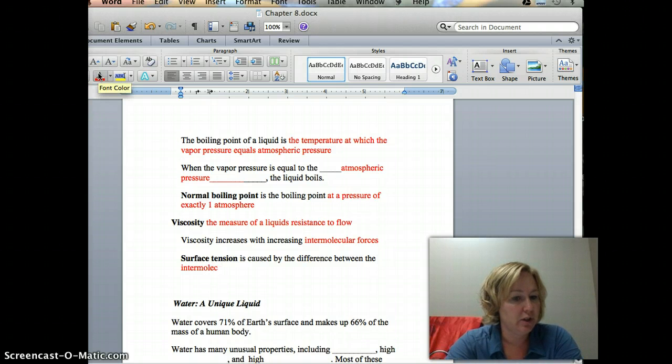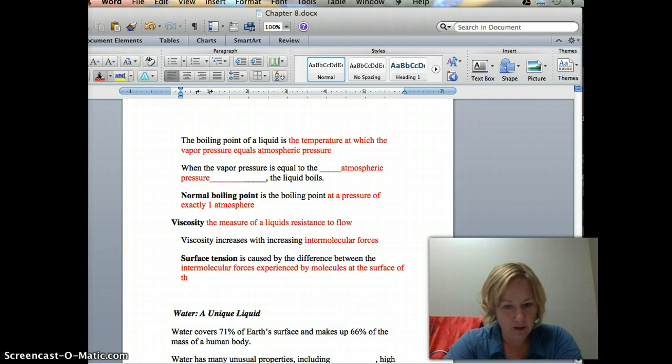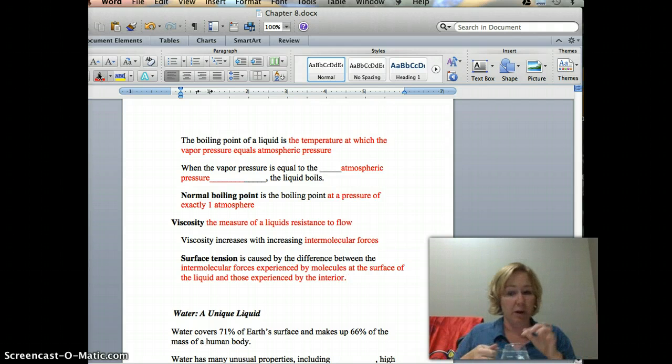Intermolecular forces experienced by molecules at the surface of the liquid and those experienced by the interior. So what this means is the surface of my water, the top of this water, you're going to experience something different than if you're down here.